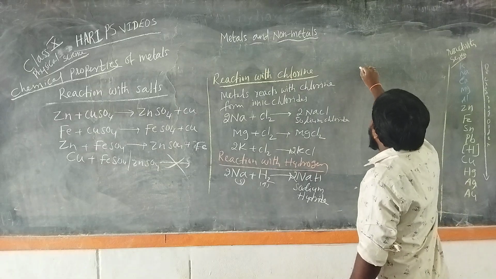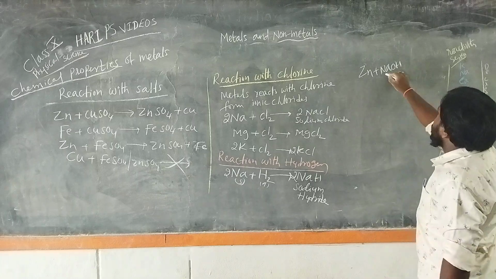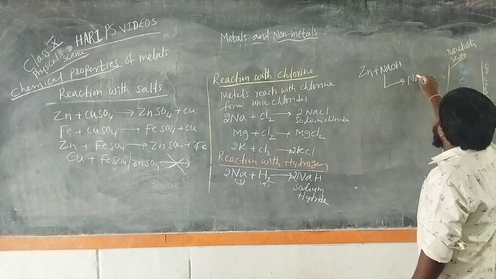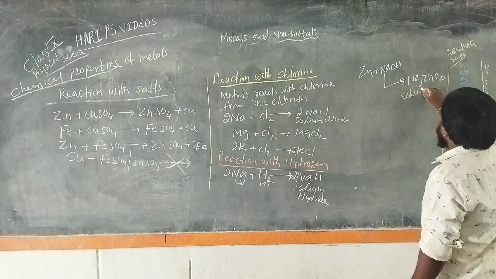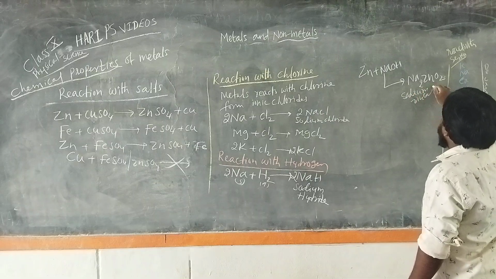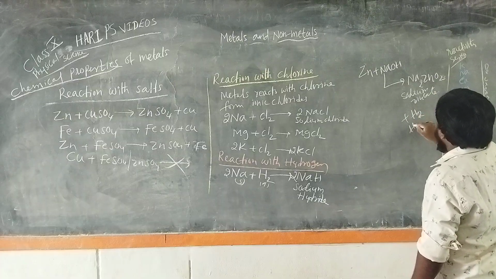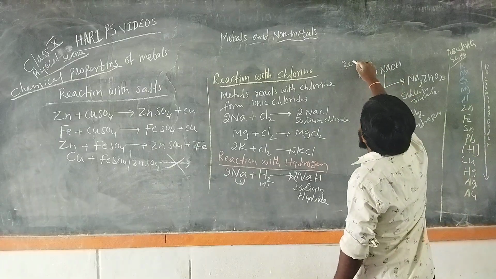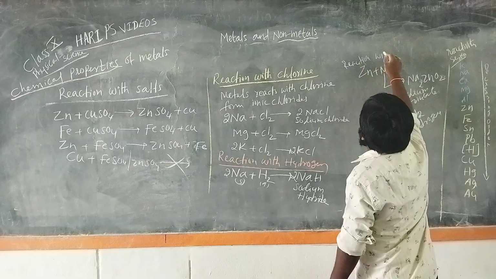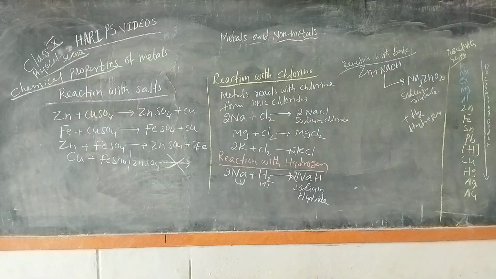For example, zinc reacts with a base like sodium hydroxide. It gives sodium zincate, Na2ZnO2, and liberates hydrogen. So this is the reaction with base.